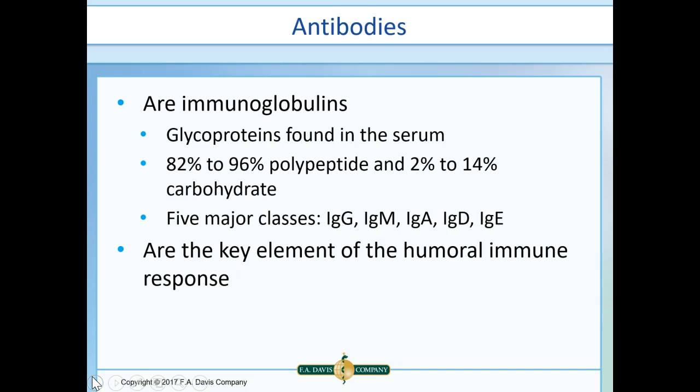When we talk about the humoral response, we're talking about the elements that are found in the liquid portion of the blood, the plasma or serum per se. We talked about the cells and things earlier, but this is where we're going to talk about more of the plasma pieces of the body moving forward.